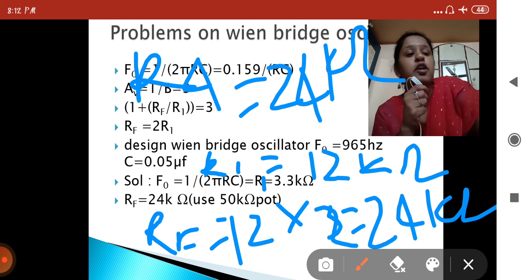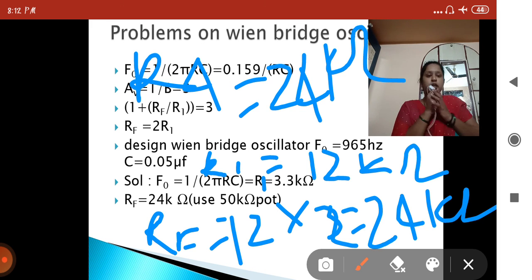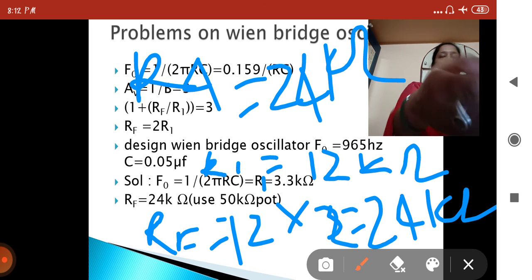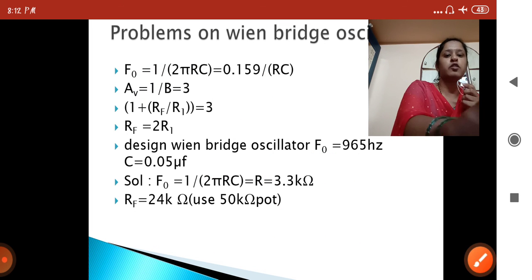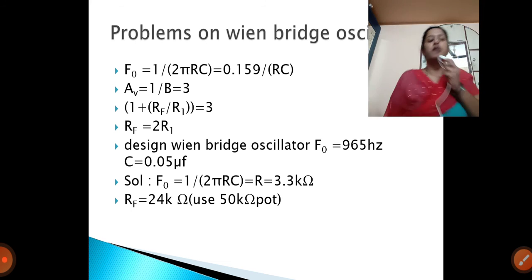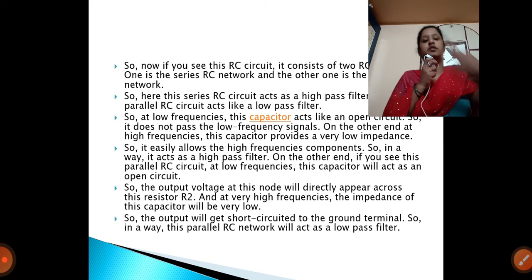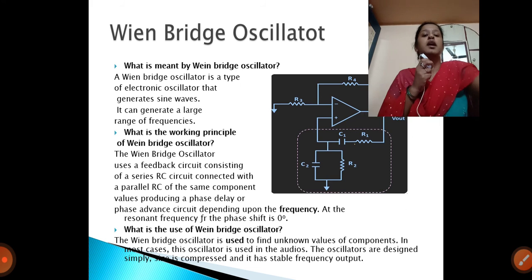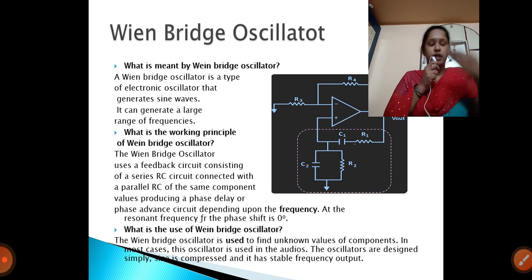If you are not getting the 24 kilo ohm, you can use a 50 kilo ohm pot for the 24 kilo ohms. If you are not getting that, they may ask these questions in your exams. And this Wien bridge oscillator is also there for your practicals. You can do the practicals also with the same circuit.